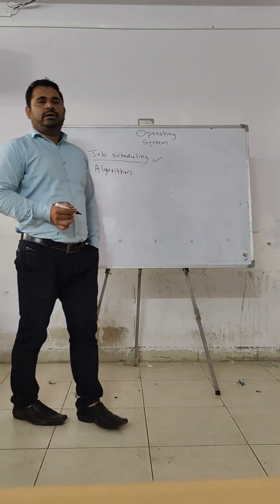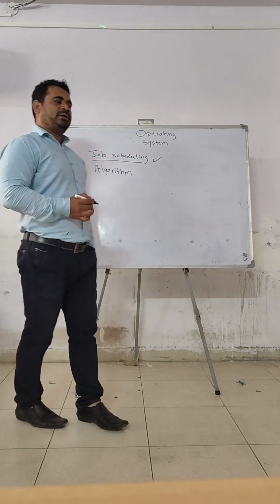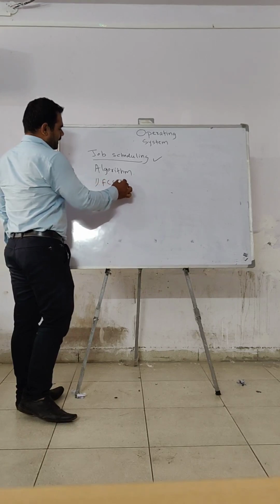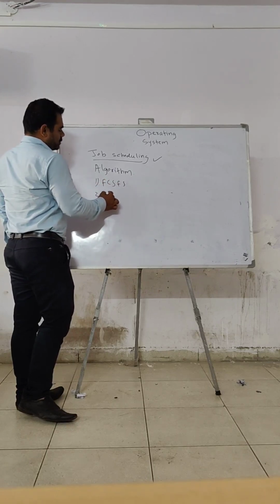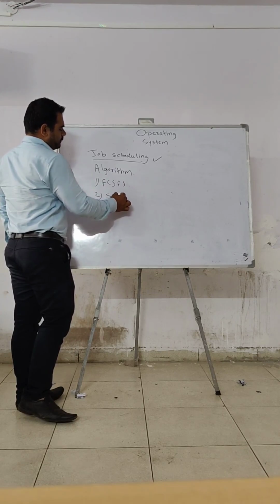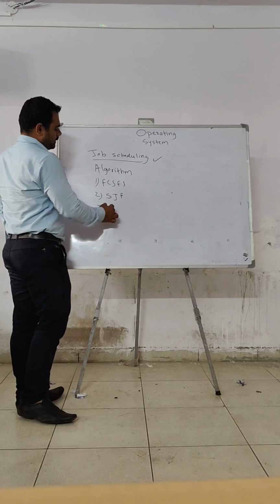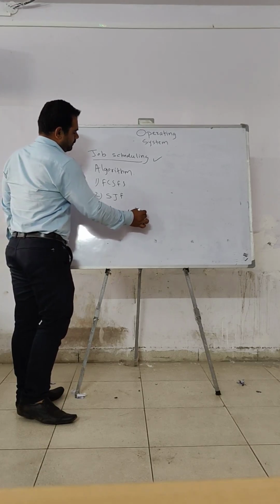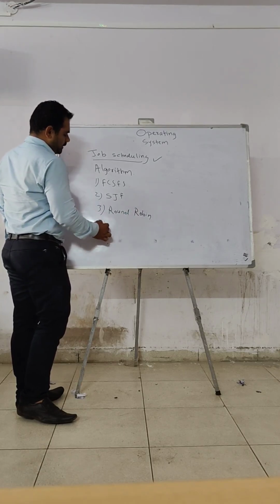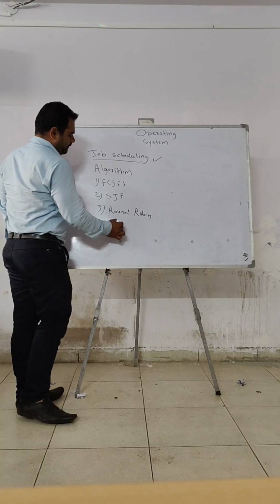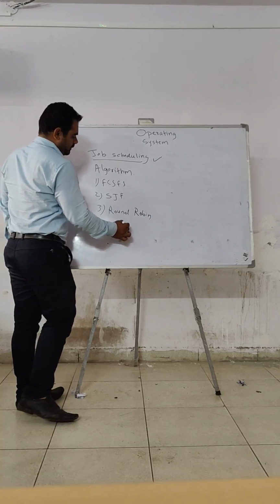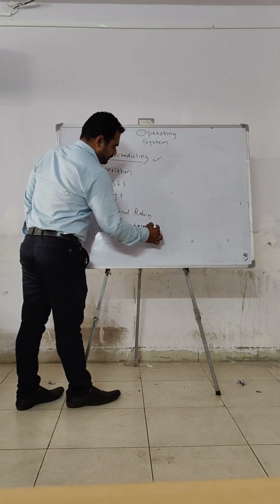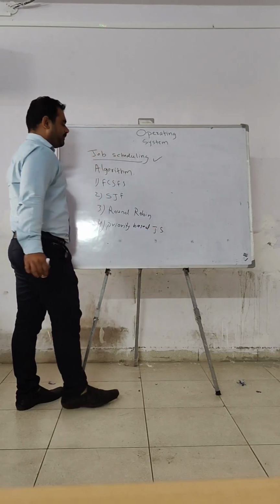There are different types of job scheduling algorithm. First one is FCFS. Second one, shortest job first. Third one, round robin. Fourth one, priority based job scheduling.